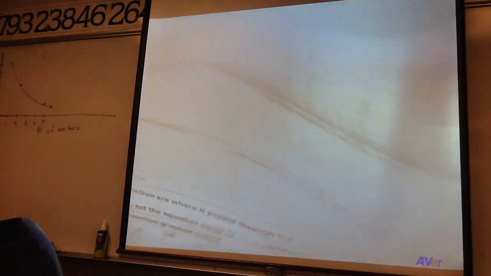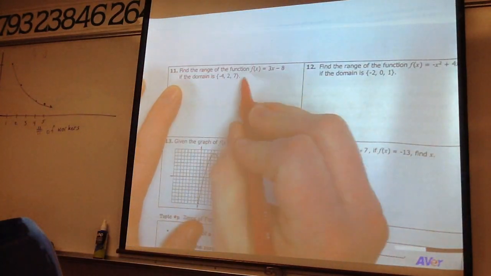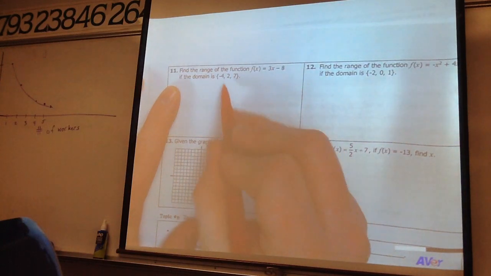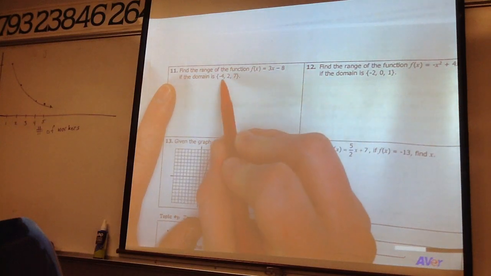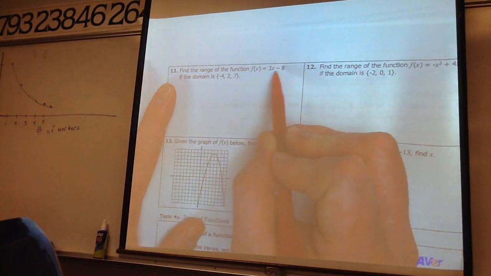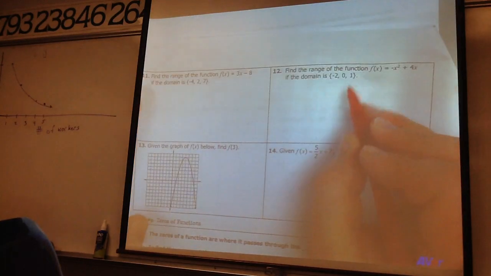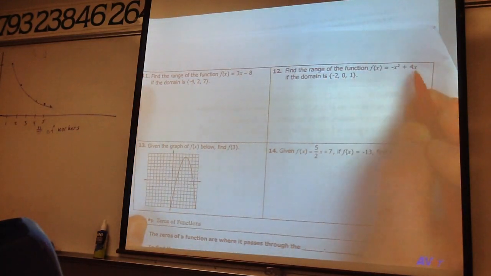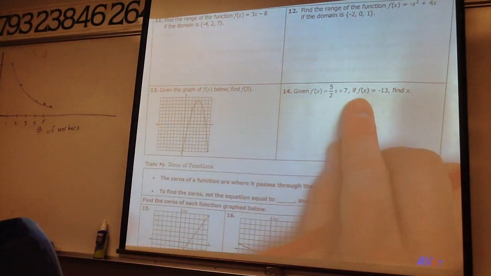How do you do 11, 12, 13? For 11 and 12, just find the range of the function if the domain is this. So if those are the x values, what y values would you get? Basically you plug all three of those in, and that will give you your range. You'll get 3 different y values. Same thing here. Plug all 3 of those in for x, you'll get 3 different y values for your range.